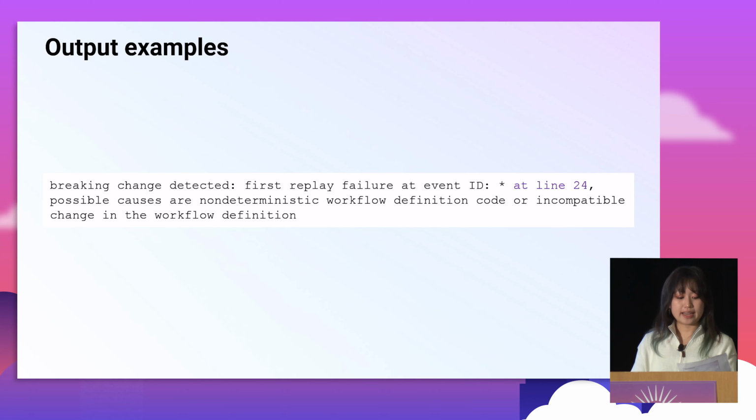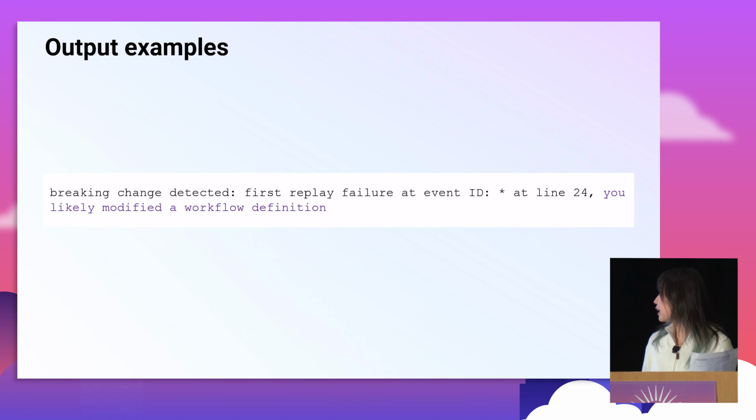And then additionally, we also saw earlier how the phrasing was a bit confusing, so we can rephrase it to be friendlier for those that aren't as familiar with Temporal. Something like, you likely modified a workflow definition. So this is a bit clearer and kind of gives you actionable steps on where to start investigating and what you probably did wrong.